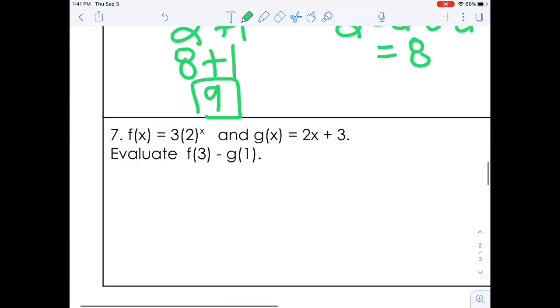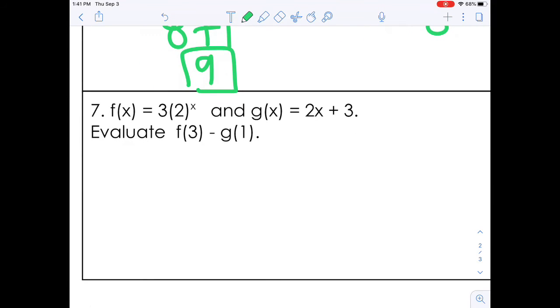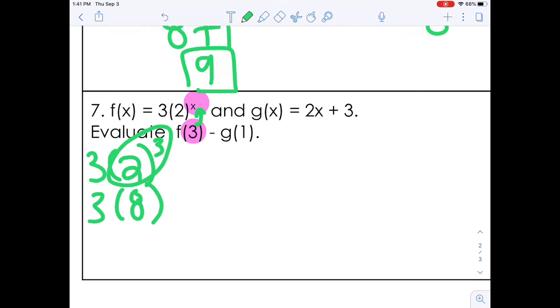Two more problems. Number 7, f of x equals 3 times 2 to the x and g of x equals 2x plus 3. Evaluate f of 3 minus g of 1. So for this first one, we're going to plug in 3 for x. We have 3 times 2 to the third power. Take care of the exponent first. 2 cubed means 2 times itself 3 times. 2 times 2 times 2 is 8, as we saw in the previous example. And then 3 times 8 is 24.